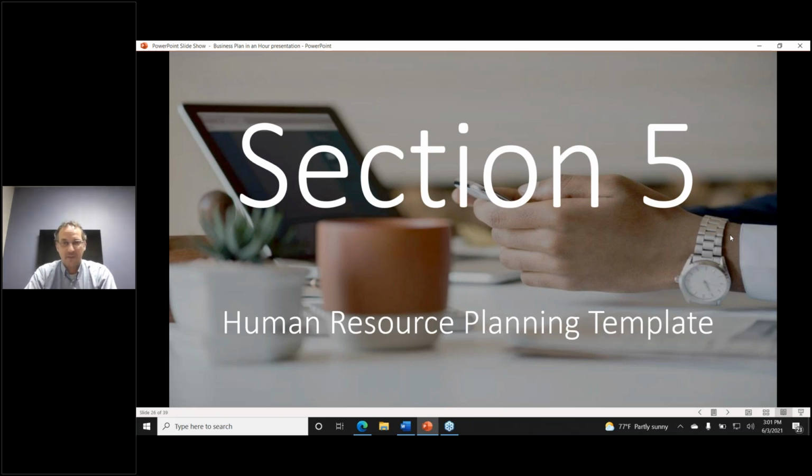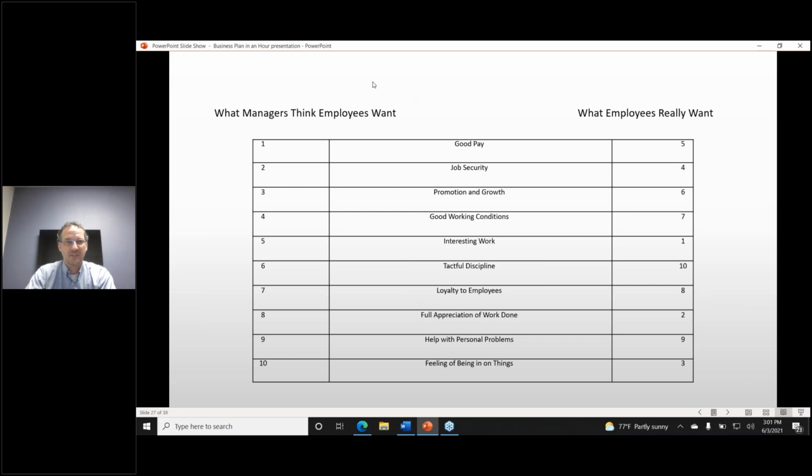planning template. Let's go into human resources. Human resources: what managers think employees want and what employees really want. Kenneth Kovach did a study back in the 60s or 70s, and he researched thousands of employees. He researched thousands of employers.